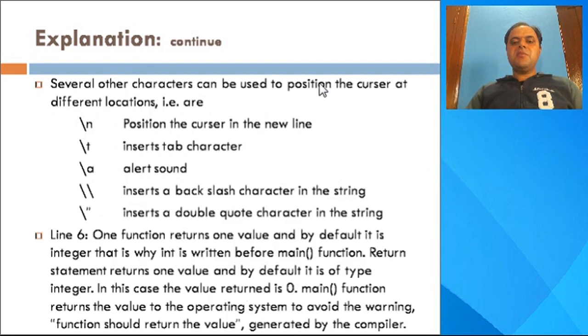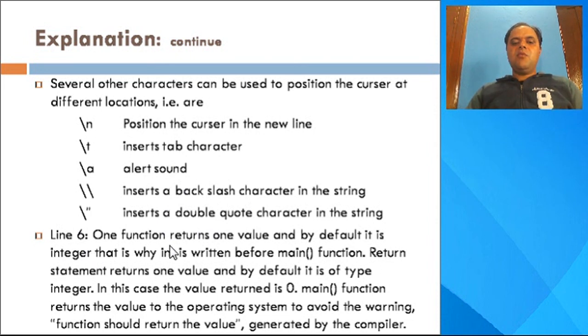We have some other characters used to position the cursor at different locations. Slash n, as we have already discussed, places the cursor on a new line. Slash t inserts a tab character, so it will place the cursor at a position equivalent to a tab. Slash a is the alert. Double slash inserts a backslash character in the string, and slash double quote inserts a double quote character in the string. So these are the different characters used in our programming.